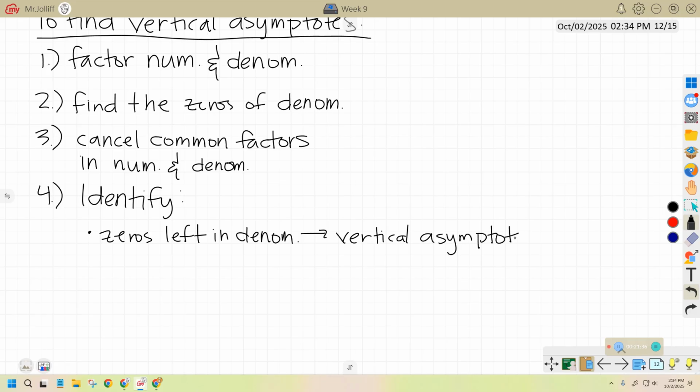And I don't know about you, but I don't want to have to write those words out every time we talk about them today. So from here on out, vertical asymptotes are going to be VAs.